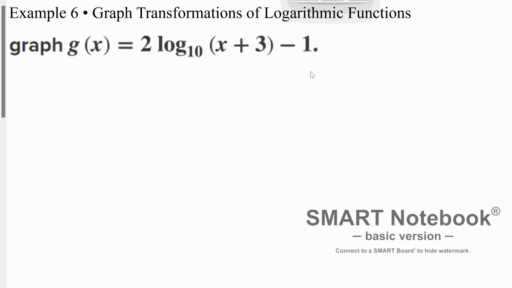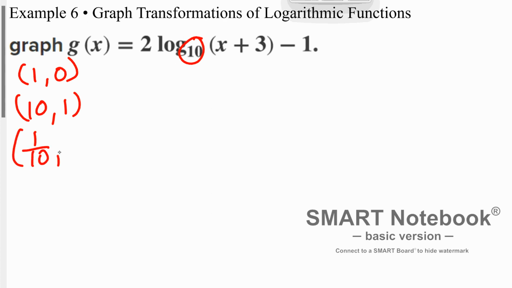There are several different ways of graphing, transforming logarithmic functions. Basically, one way is to find your base 10. Once you have your base 10, you can write your 3 points, right? 1, 0, and then 10, 1, and then 1 over b, right? So 1 over 10, just like from the last example.